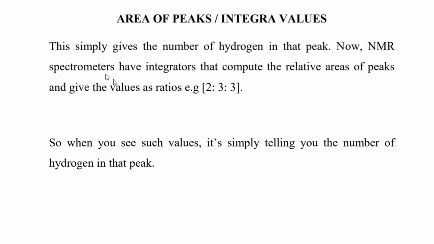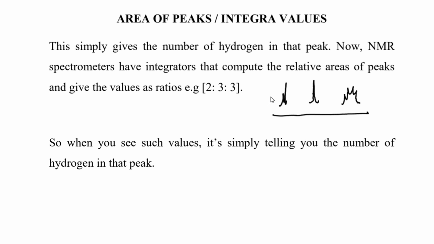So now let's look at the area of peak and the integral value. So this simply gives the number of hydrogen in that peak. So let's say this is the NMR spectra, and let's say we have a peak here. Let's say we have another peak here. Let's say we have another peak here, right? So basically, the area of peaks or integral value simply gives the number of hydrogen in that peak.